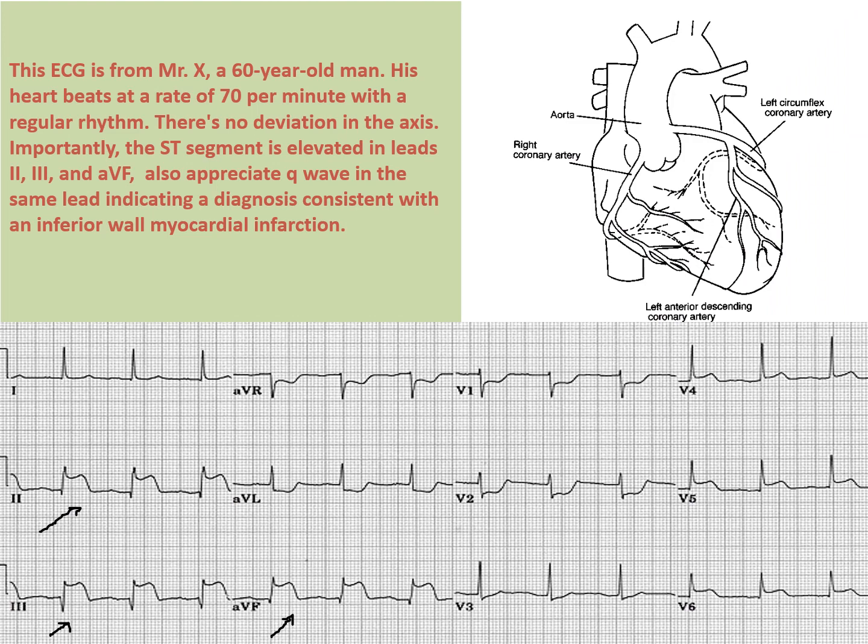This ECG is from Mr. X, a 60-year-old male. His heartbeat is at the rate of 70 beats per minute with a regular rhythm. There is no deviation in the axis. Importantly, the ST segment is elevated in leads 2, 3 and aVF, and I can also appreciate Q waves in the same leads, indicating a diagnosis consistent with an inferior wall myocardial infarction, which is probably secondary to blockage of the right coronary artery.